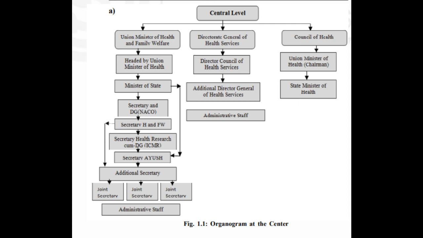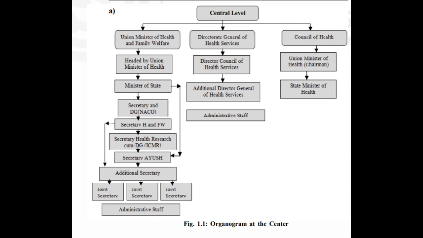1. At the center: 1. The Ministry of Health and Family Welfare, MoHFW. 2. The Directorate General of Health Services, DGHS. 3. The Central Council of Health and Family Welfare. 4. At state level, Fig. 1.3. 5. At district level, Fig. 1.4. Fig. 1.1. Organogram at the center. Fig. 1.2. Organogram of Ministry of Health and Family Welfare. Fig. 1.3. Organizational structure of health and family welfare, state level.